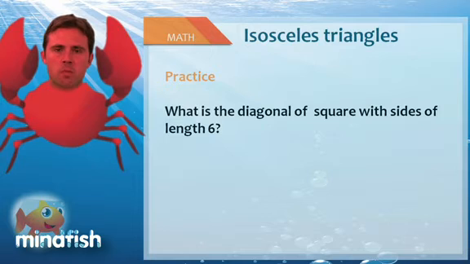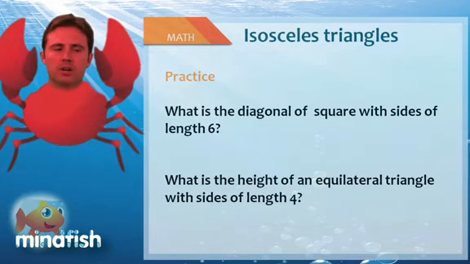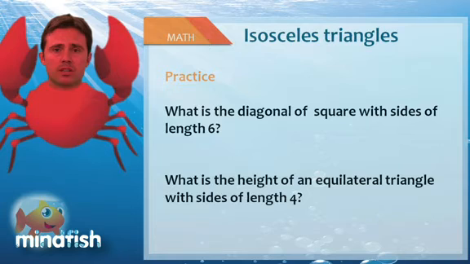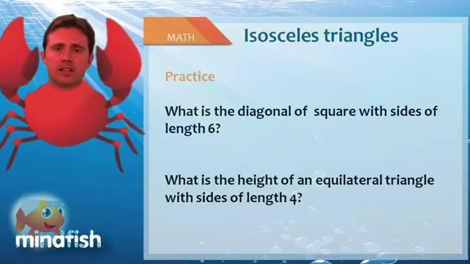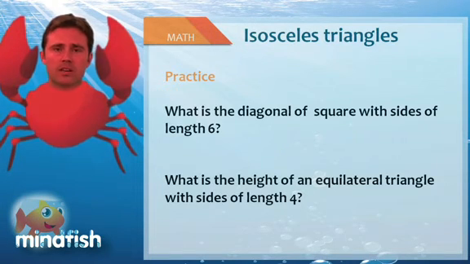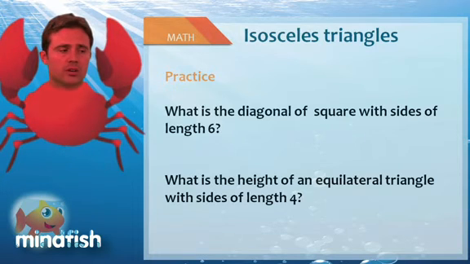Now, if I ask you for the height of an equilateral triangle with sides 4, by cutting it in half, you realize you have 2 30, 60, 90 triangles. Now, it's a little tricky here. The small side is now half of 4, which is 2. The hypotenuse would become 4, and the height would be 2 square root of 3. So again, be very aware that when you split squares and triangles, you generate special right triangles.